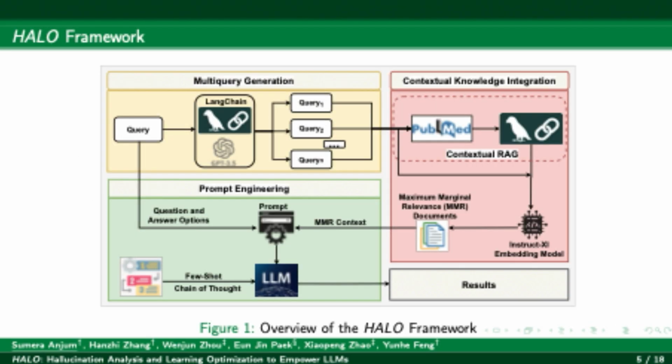This slide shows the framework, where the first component is multi-query generation, in which we start with a single query and generate multiple formulations. These formulations are then passed to the contextual integration system, where the documents are pulled and the embeddings are created, after which these are re-ranked using maximum marginal relevance. Finally, we get to prompt engineering, where the prompt is constructed using the original question, the re-ranked context, and few-shot examples along with the chain of thought reasoning template. These are all given to the LLM to generate the final output.